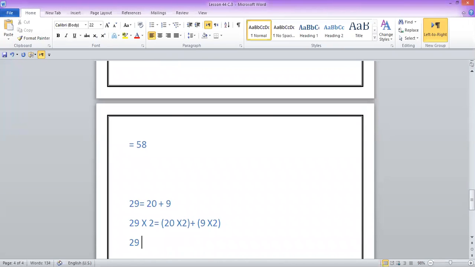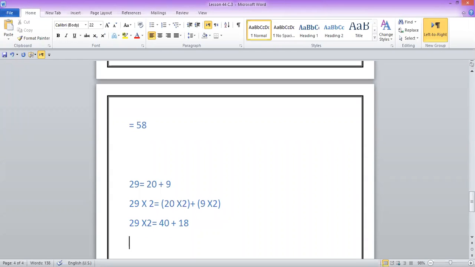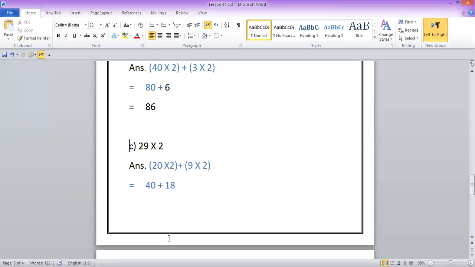29 multiplied by 2 will be equal to what? 20 multiplied by 2: 2 multiplied by 2 is 4, and I will write 0 on the right side, because whenever you multiply a number which has 0 on the ones place, you just multiply the number and write the 0 on the right side. Plus 9 multiplied by 2 equals 18. 40 plus 18 equals 58. So the answer will be 58. In that way you can solve it. Okay, so this was C.